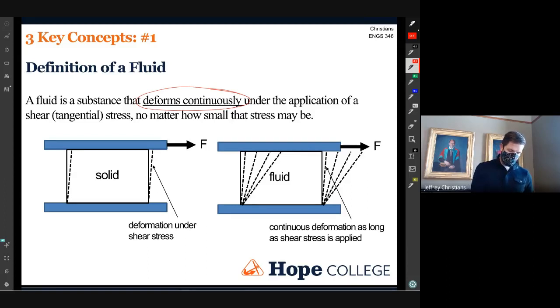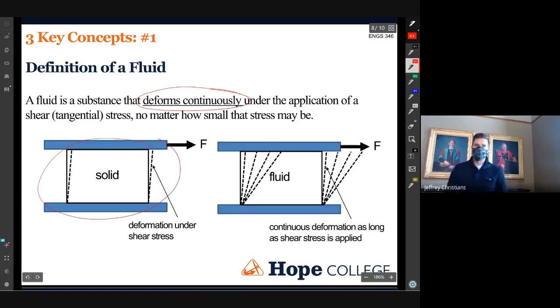So this would be kind of the picture. We have a solid over here where we apply a force, maybe there's a deformation, but it comes back to its original shape. A fluid, we apply a force, and it continuously deforms, right? It doesn't move and then stop.